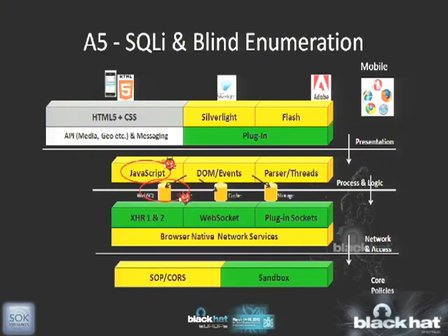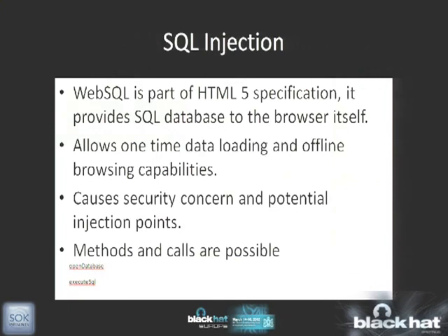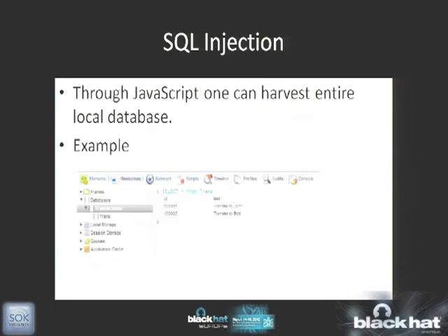The fifth one is SQL and blind enumeration, where the attack point is essentially the DOM, your Web SQL and JavaScript. Web SQL is essentially a small database which is created in the browser, be it Chrome or so on. They are using Web SQL or SQLite as a Web SQL database, and there are various different methods which are exposed, like open database and execute SQL, through which we can access it.